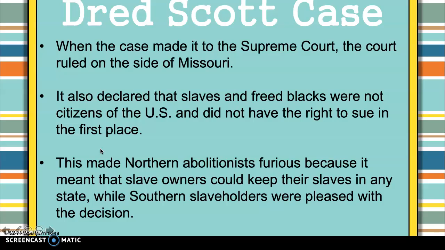Okay. This court case goes all the way to the Supreme Court, and of course the court rules on the side of Missouri because the court says that slaves and freed blacks are not citizens in the U.S., so they didn't have the right to sue in the first place. So this makes all the abolitionists furious in the North because it means that slave owners can keep their slaves in any state. And the Southerners are pleased with this decision.